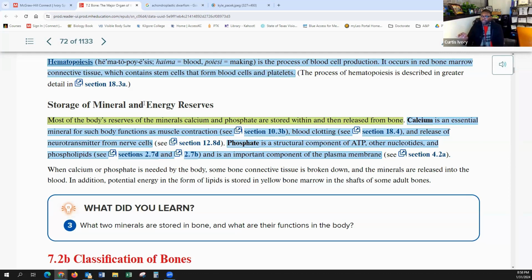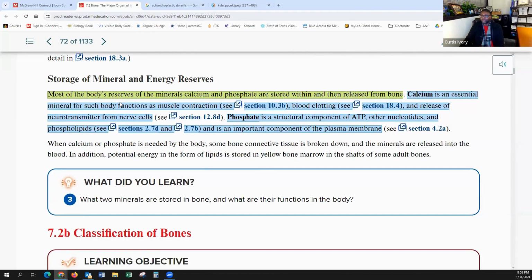Another thing would be phosphate along with calcium. We know that phosphate is essential for the synthesis of ATP, which, remember, is adenosine triphosphate, our energy molecule. It's also prominent in making phospholipids, which are in the lipid bilayer of each cell, the plasma membrane. So calcium and phosphate both have a big role to play in our bodies, and they're stored in our bones. So our bones are for structural support, but they're also for storage as well.